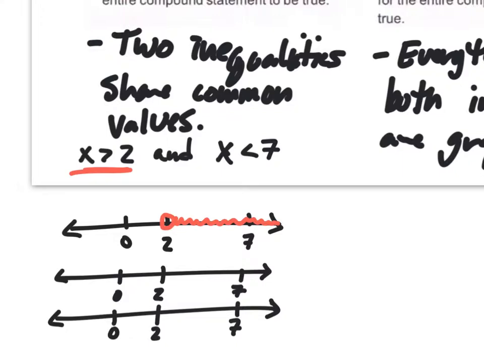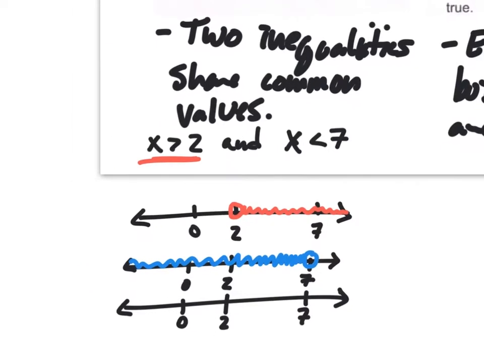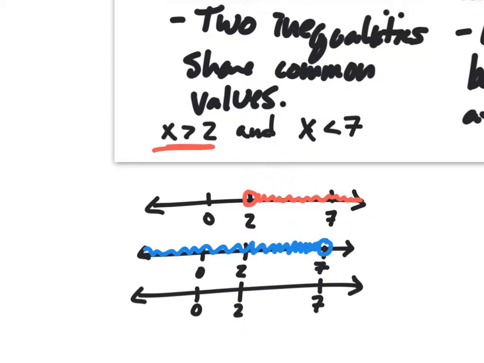And if I knew that x is less than 7, then all values of x are less than 7, and I would shade in this direction. So if I wanted to do the compound inequality, down here, I would ask where both of these share common values. One way I could write that is 2 is less than x is less than 7, putting them together, because we share common values between 2 and 7.